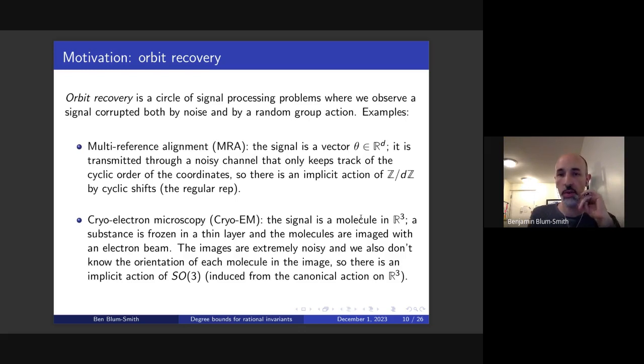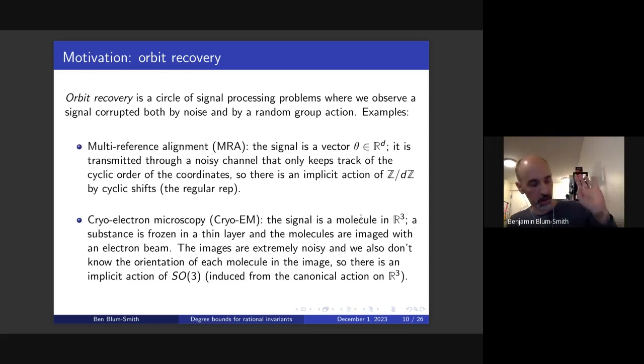The other motivating example, a very important one, is a biological imaging technique called cryo-electron microscopy, in which you freeze a thin layer of a substance that you want to image the molecules of, and then you zap it with an electron beam, and you look at the images you get. The images are incredibly noisy. If you look at them with the naked eye, it looks just like static. But in addition to that very high noise level, you don't know the orientation of the molecules. So there's implicitly an action by SO(3).